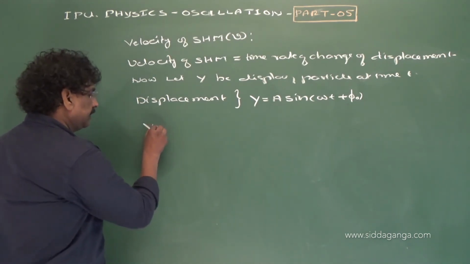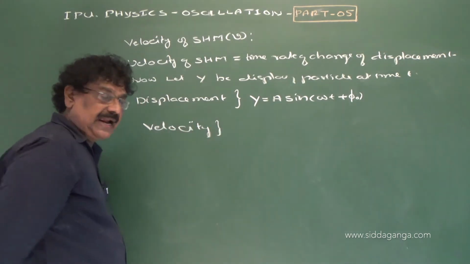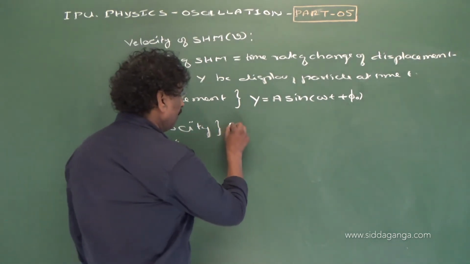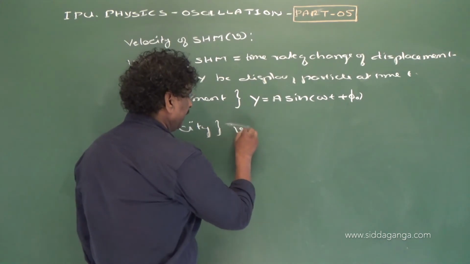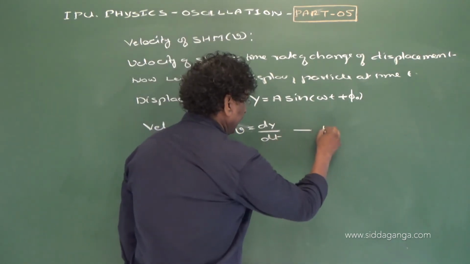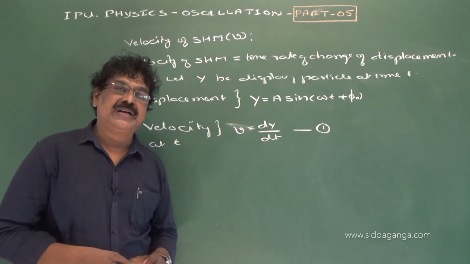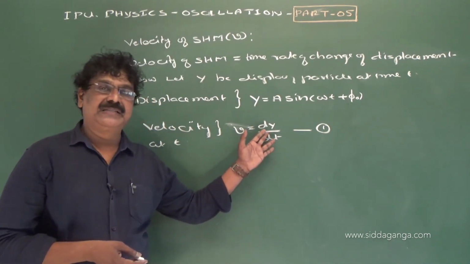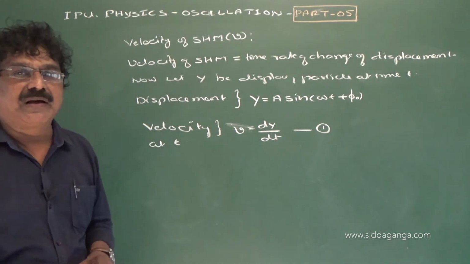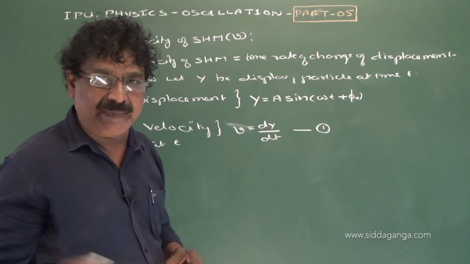Now, the linear velocity of the particle at time t, v, is equal to dy by dt. Let us take it as equation 1. So the right hand side is a differential equation, that is, a differentiation of y with respect to time. We say that velocity is the derivative of displacement with respect to time. It is a mathematical term.